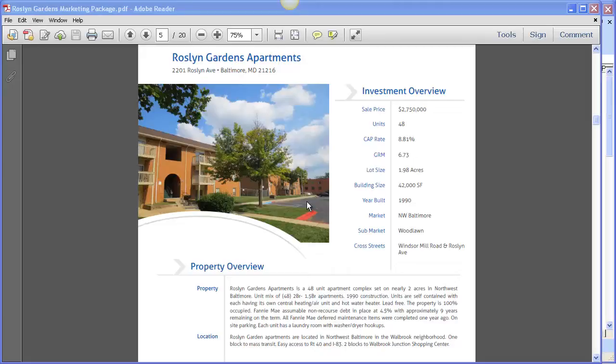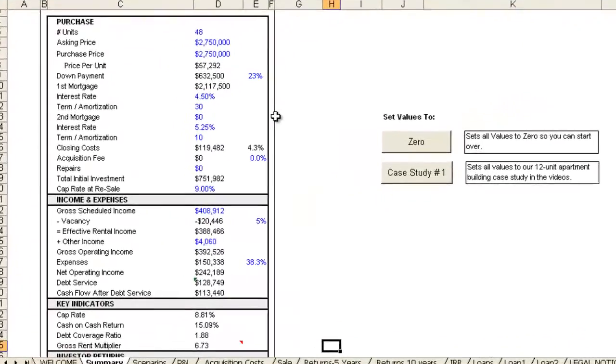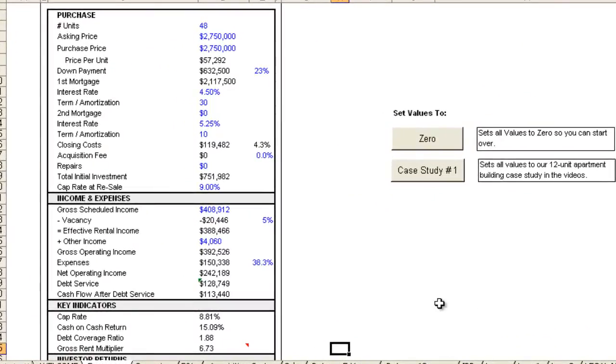So here's one in Baltimore. There's a 48 unit. The asking price is 2.75, and they're advertising a cap rate of 8.9%. So we'll bring up our trusted Syndicated Deal Analyzer, and we'll go through the financials. Here's our asking price, and we'll enter the financials as they're reported here. Okay, simply into this thing, and sure enough, at least our math is right. We get 8.81 cap rate.